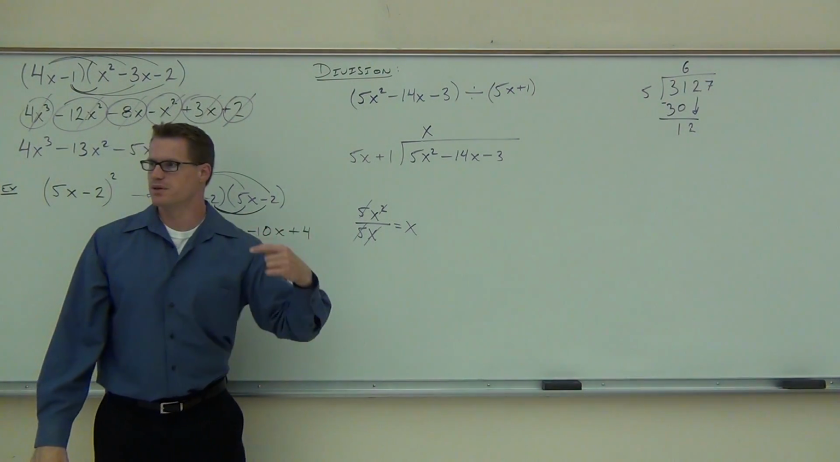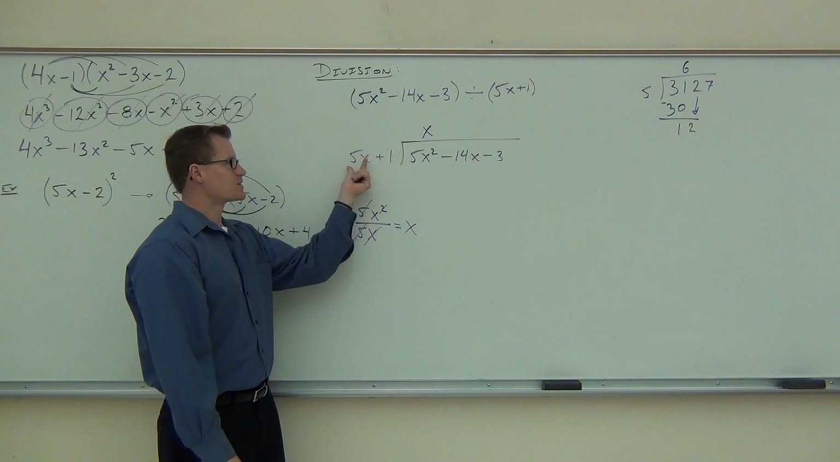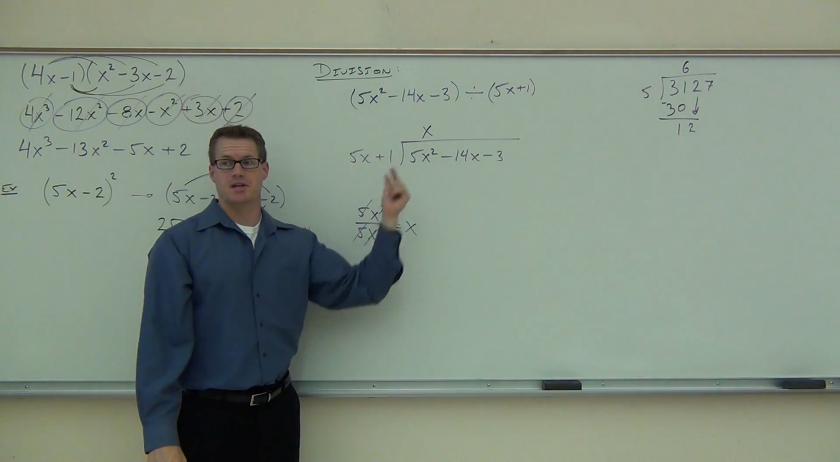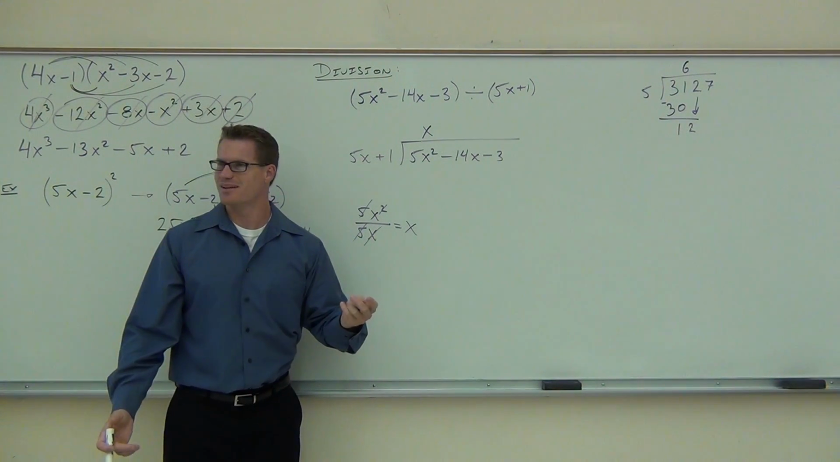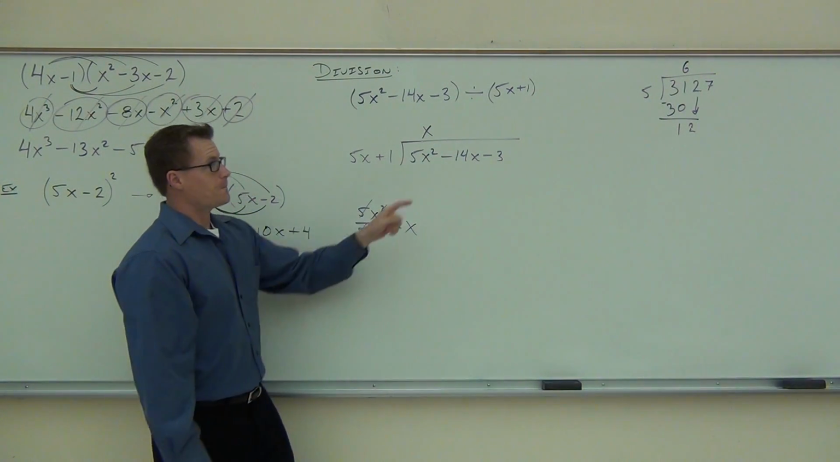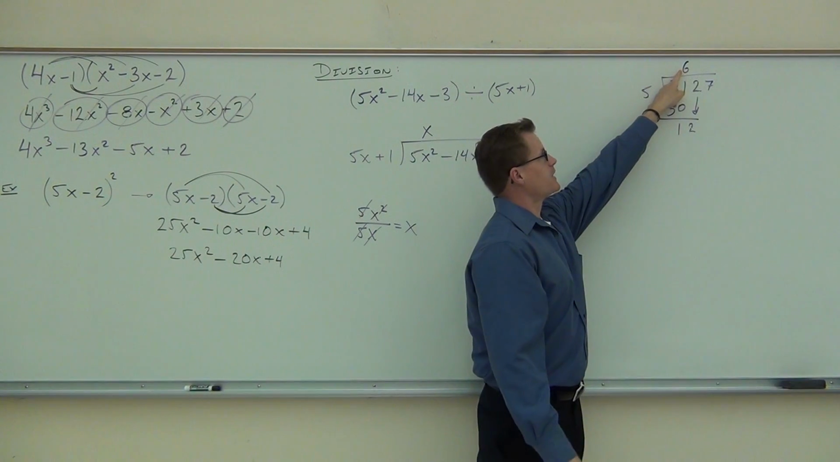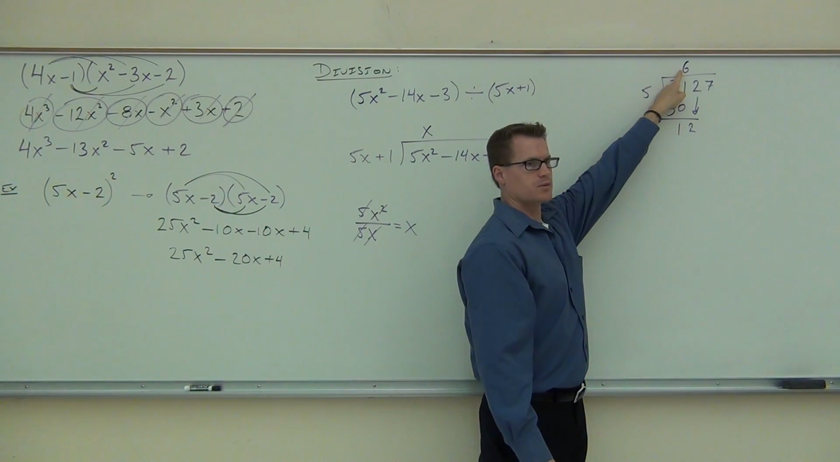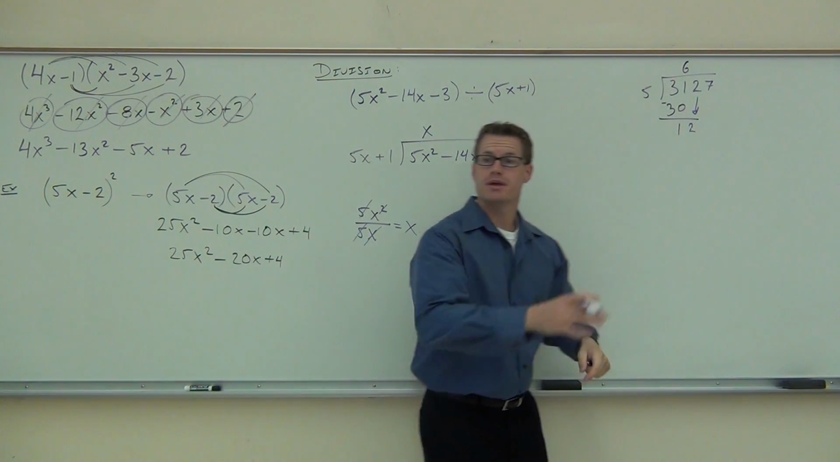It's kind of weird to think of, but you go, oh, how many times does 5x go into 5x squared? It goes in x times. Isn't that strange? That's interesting. But that happens. I mean, we're dividing this term by that term. Now, we're at this step right now. The next step was to multiply, right? Multiply the 6 times 5. You're going to do the same thing here.